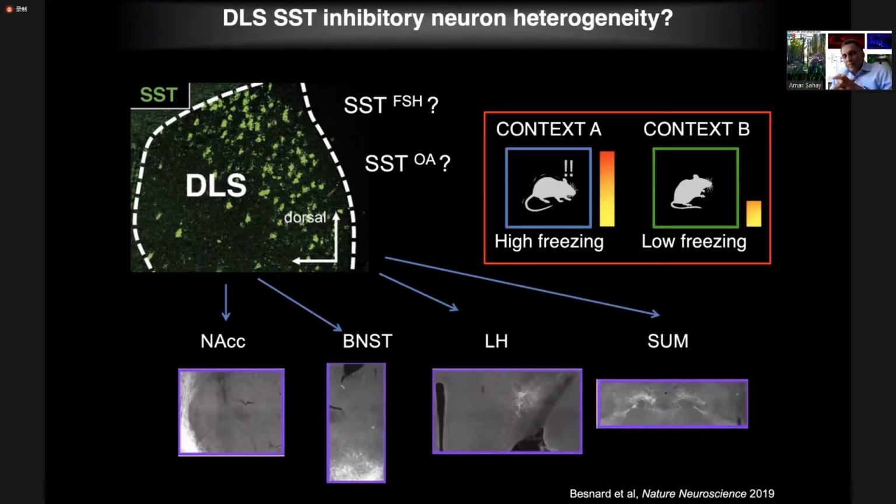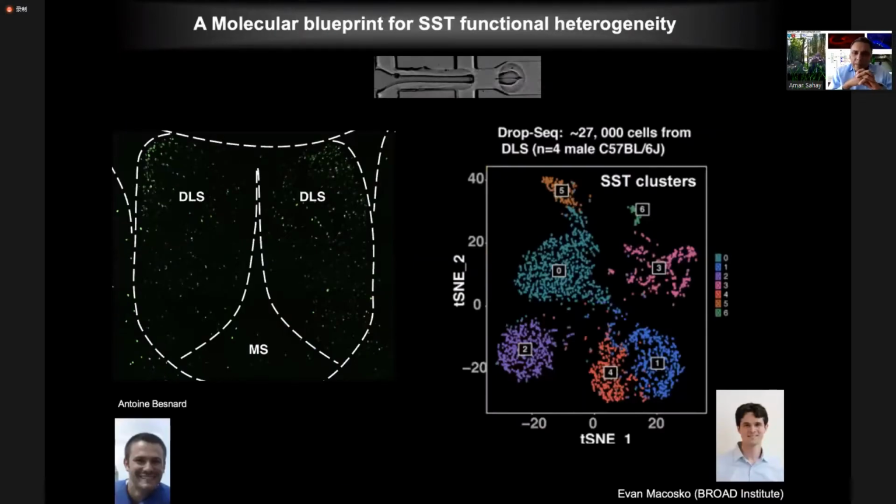As a first step to understand the molecular basis of this hypothesized SST heterogeneity that we've surmised from our imaging studies, we entered into collaboration with Evan Macosko's lab at the Broad Institute of Harvard and MIT. And we Drop-seqed 27,000 cells from the dorsolateral septum. Following transcriptomics of single cells, we identified 7 putative subpopulations of somatostatin cells enriched in distinct neuropeptides, proenkephalin, neurotensin, with distinct topographic organization of their cell bodies within the rostrocaudal and dorsoventral axes of the dorsolateral septum.